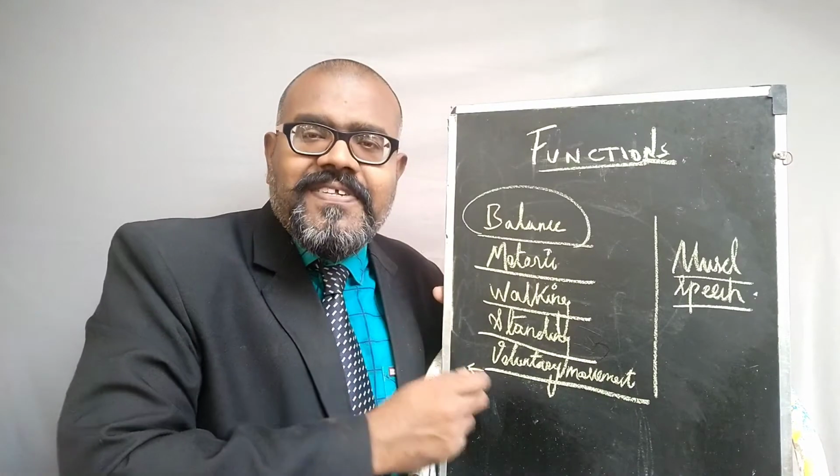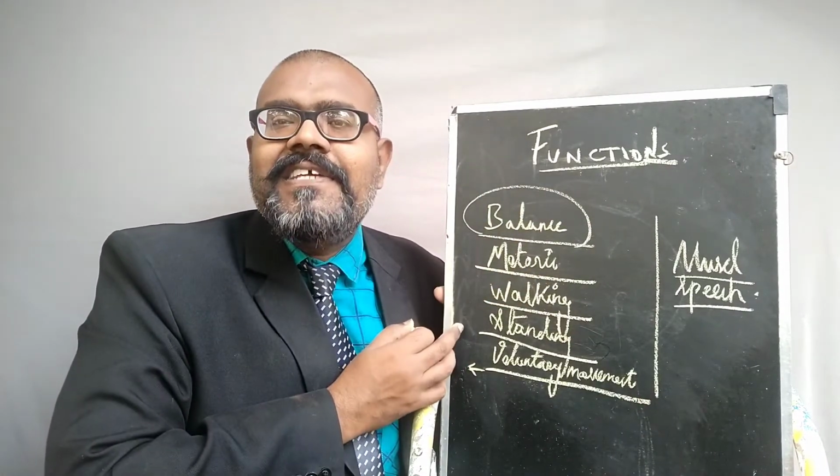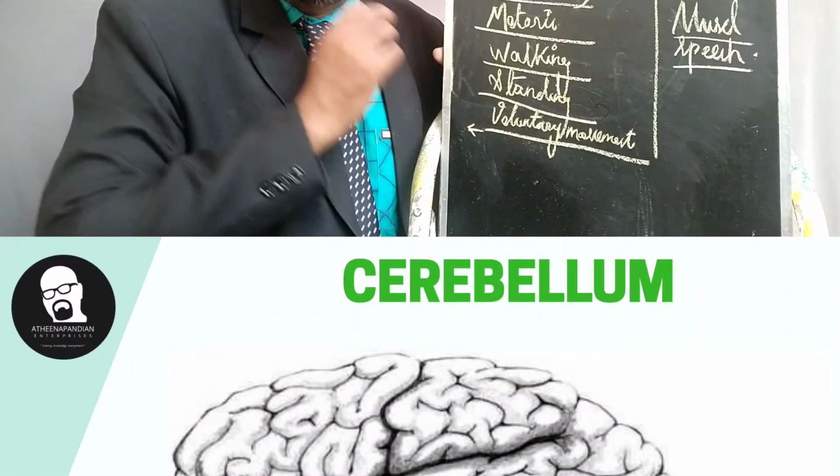So most of the physical actions are controlled by your cerebellum part. That is the second region of your human brain.